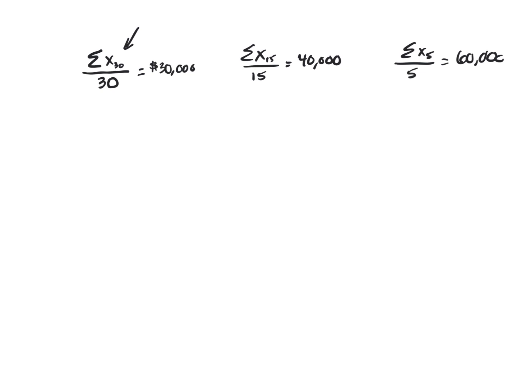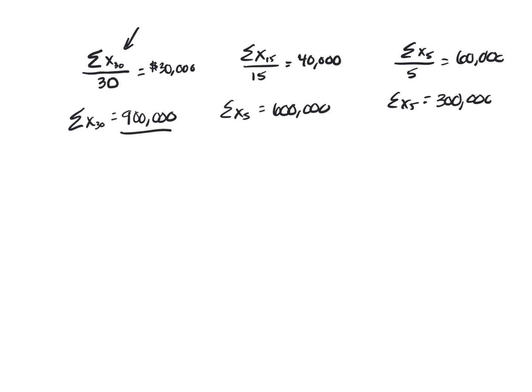Now, for each one of these, if I solve for the sum, that would be the sum of the salaries of those 30, that gives me 900,000. And this guy here in the middle, those 15, that would give me 600,000. I multiply both sides by 15. And over here, that's going to give me 300,000. So what I found is these sums of salaries.